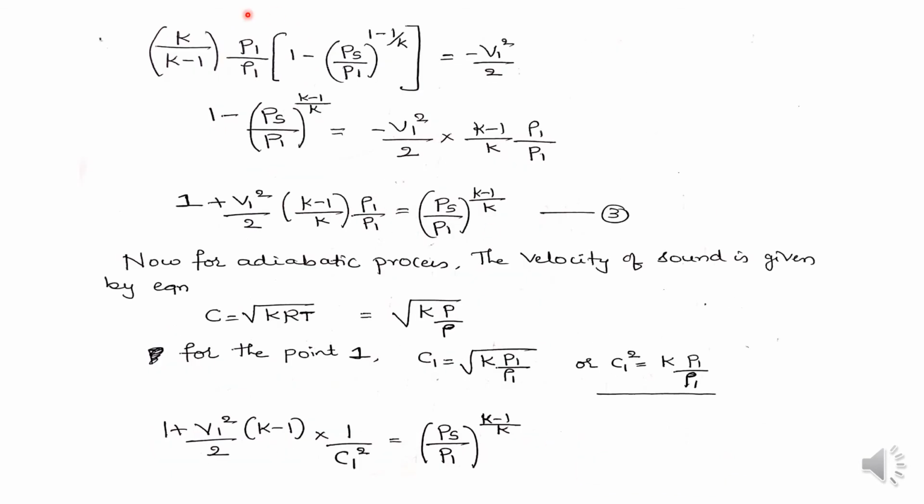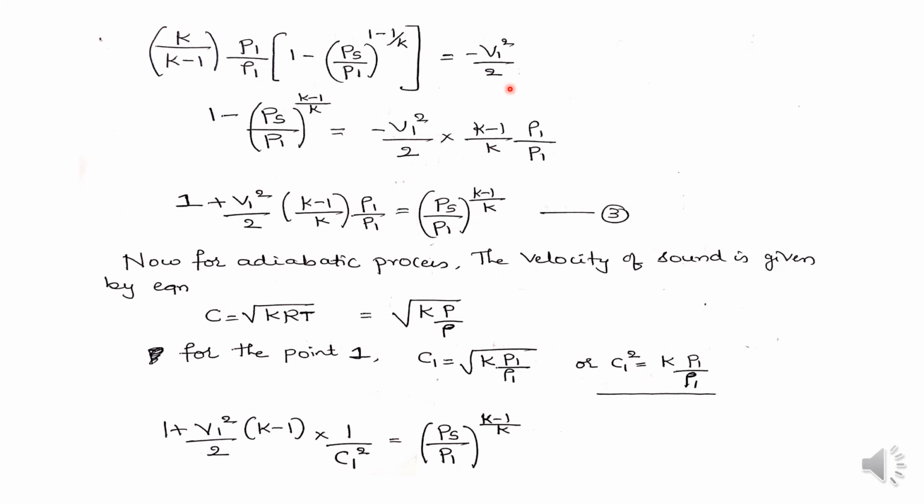Now the same equation again I will write here: k divided by k minus 1, p1 divided by rho 1, I will write as it is, minus, so both here ps divided by p1, a single term. I have added both the powers here: ps divided by p1 to the power 1 minus 1 divided by k, because ps divided by p1 is nothing but to the power 1. So I have written the equation in this form, adding the powers 1 minus 1 divided by k, equals minus v1 square divided by 2 as it is.